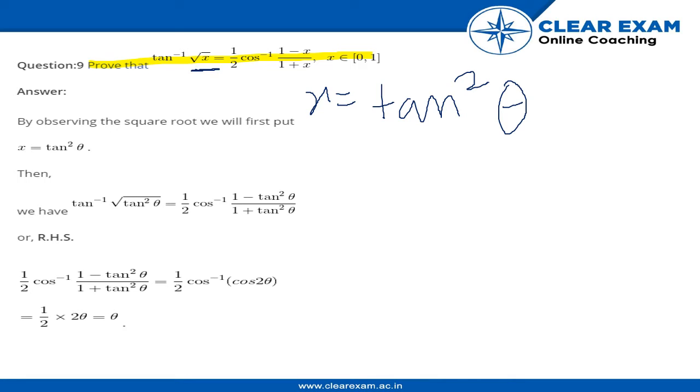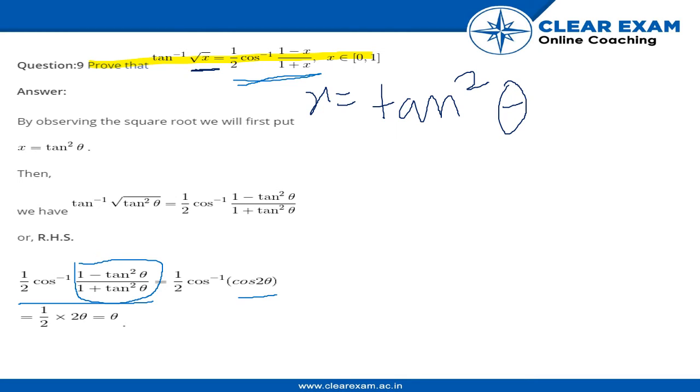Now, in this question, we have to shy away from the old traditional way where we solve only the LHS part. Here, we first solve the RHS part. In the RHS, we have half cos inverse of (1 minus tan squared theta) upon (1 plus tan squared theta). Simplifying this term, we get cos 2 theta. Now you must be thinking, how did we get this?